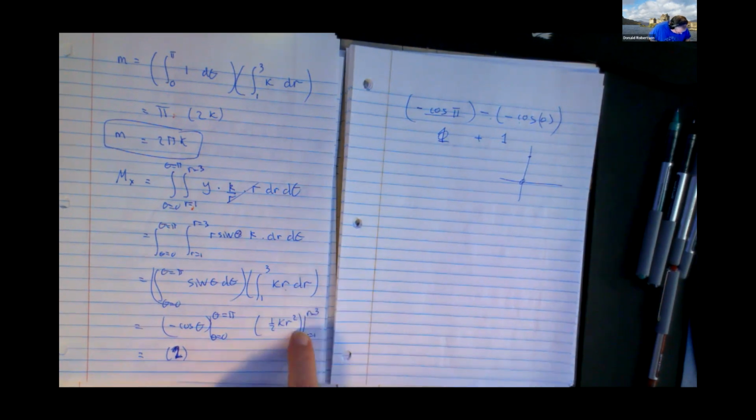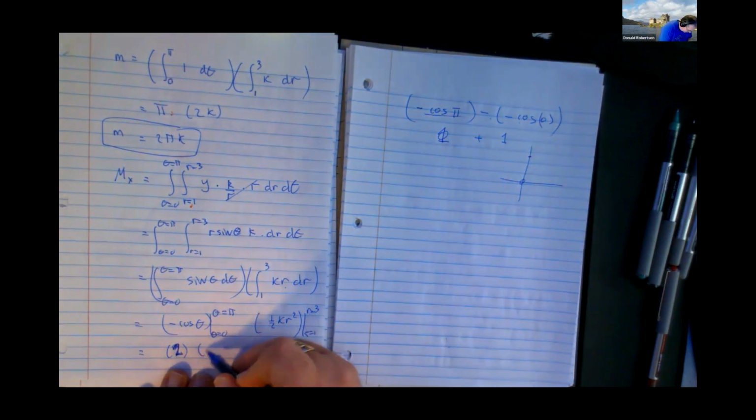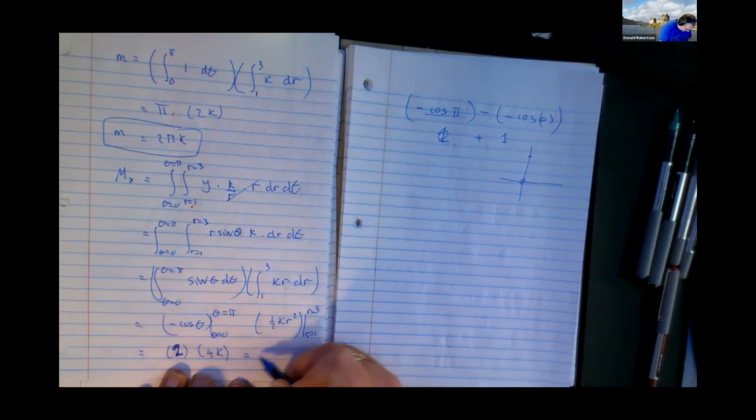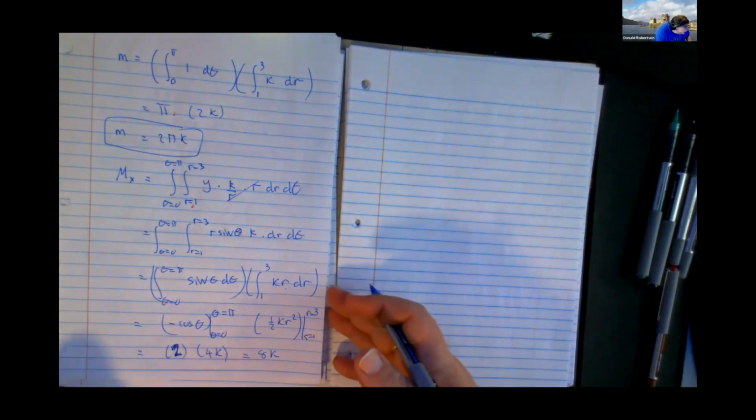Right, you plug this guy in, you're going to get 9. You plug in 1, you're going to get 1. 9 halves, take away 1/2, leaves you with 8 halves. So that ends up being 4k. And therefore I get 8k. Is 8k looking good, guys?